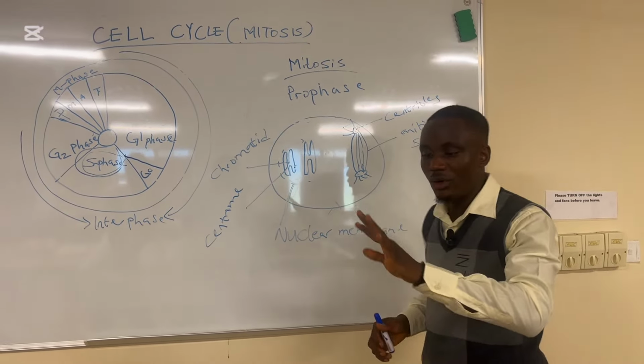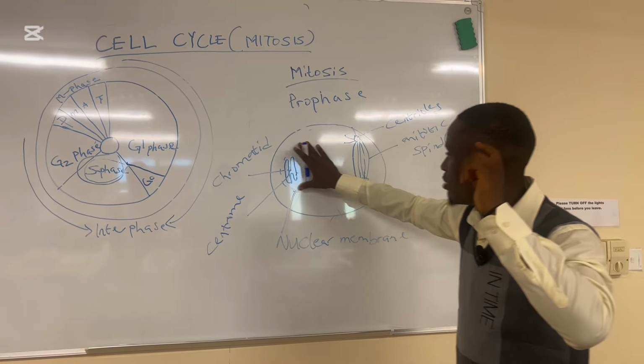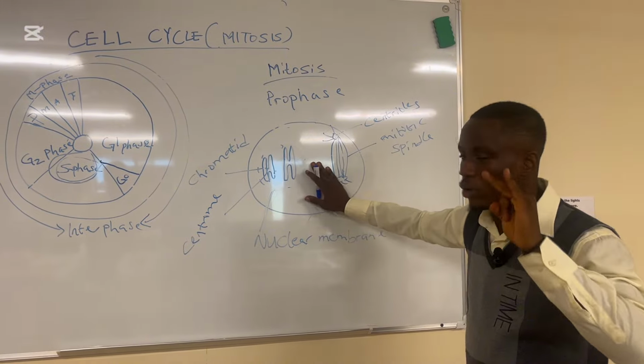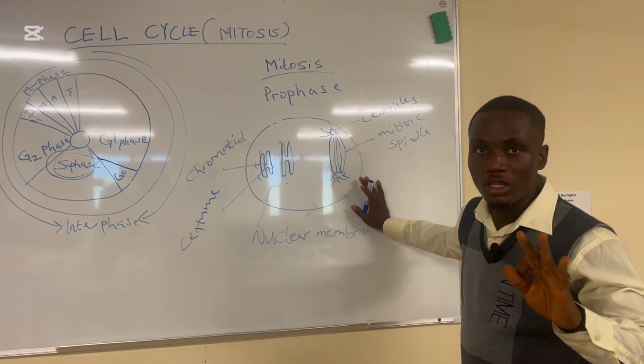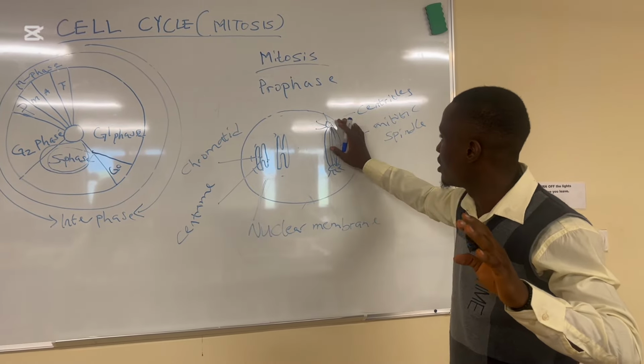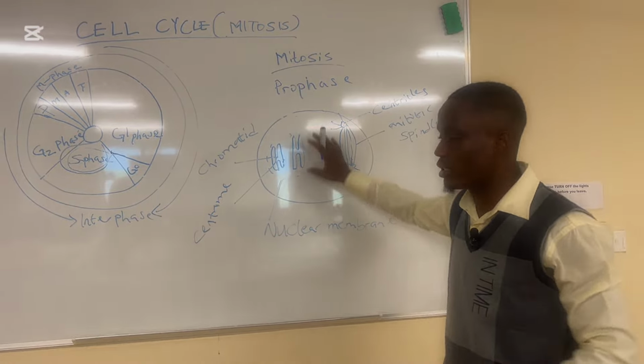So those are the four things that happen during the stage of prophase. One, nuclear membrane disintegrates. Two, condensation of the chromatid. Three, formation of centrioles and mitotic spindle. And four, migration of the centrioles to the opposite pole of the cell.